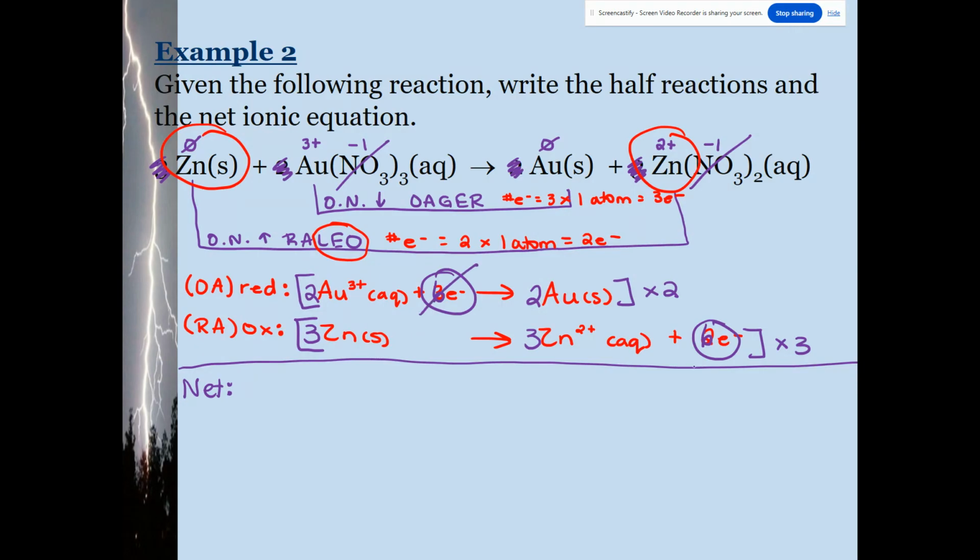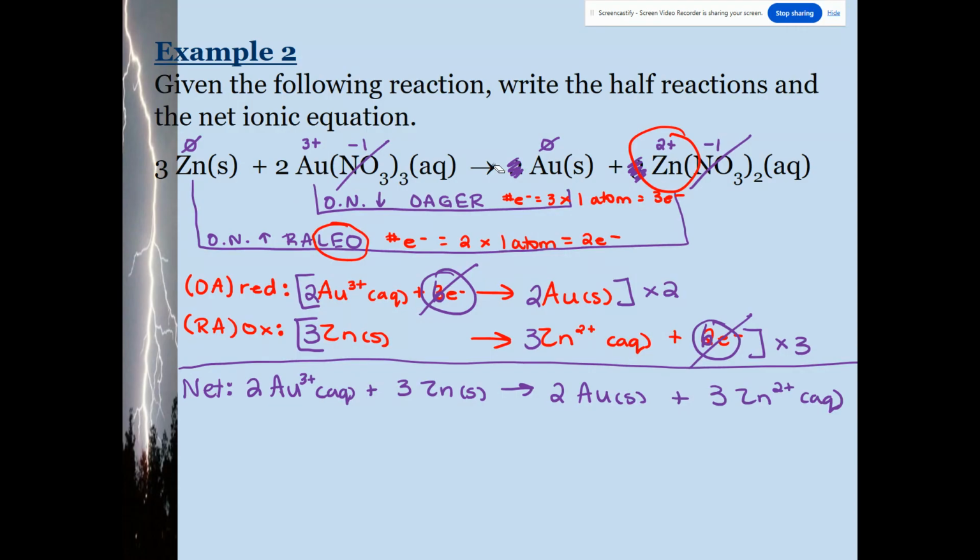So my electrons cancel, and my net reaction is 2 gold 3 plus aqueous plus 3 zinc solid produces 2 gold solid plus 3 zinc 2 plus aqueous. Okay, notice how those balancing coefficients matched what was up here, right? We had a 3 in front of the zincs and a 2 in front of the golds.